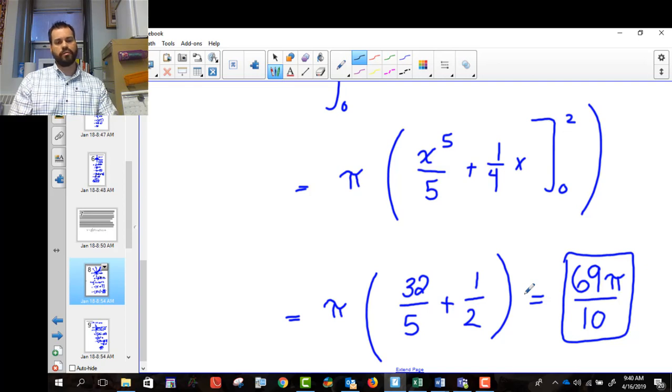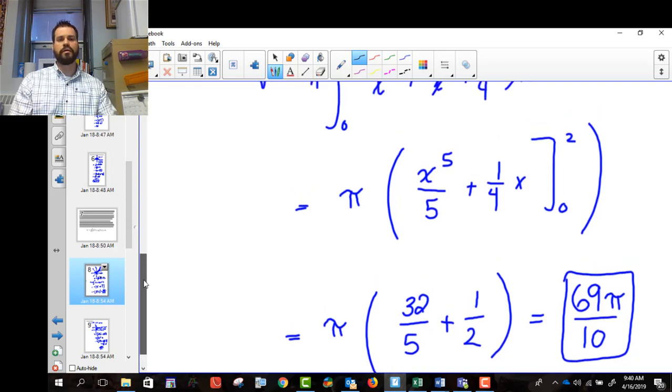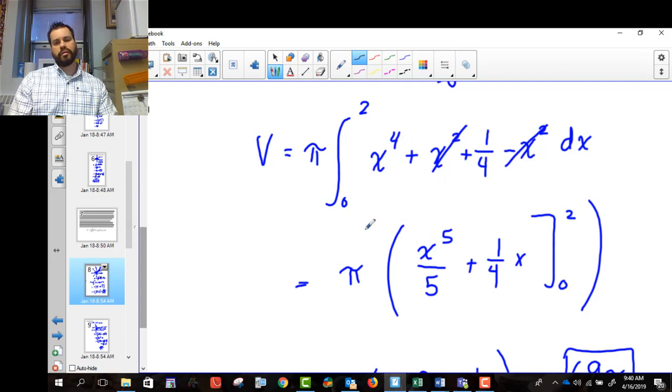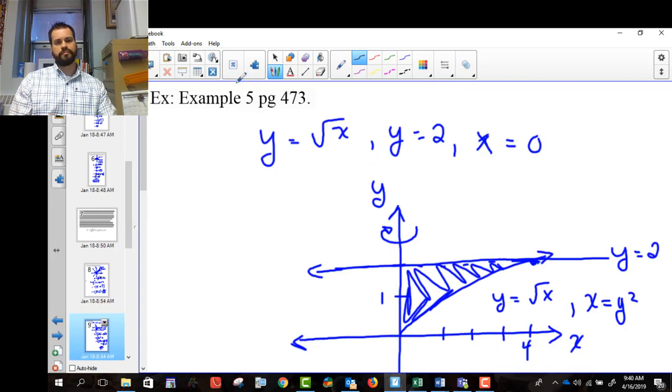If you integrate with your calculator, which you may, you can integrate this part, leave the pi out, and just integrate that part with your calculator, and it will tell you it's 69 over 10 or 6.9, and then you can add the pi in after. All right, so that's the concept of washers. That is when there's a hole in the function.